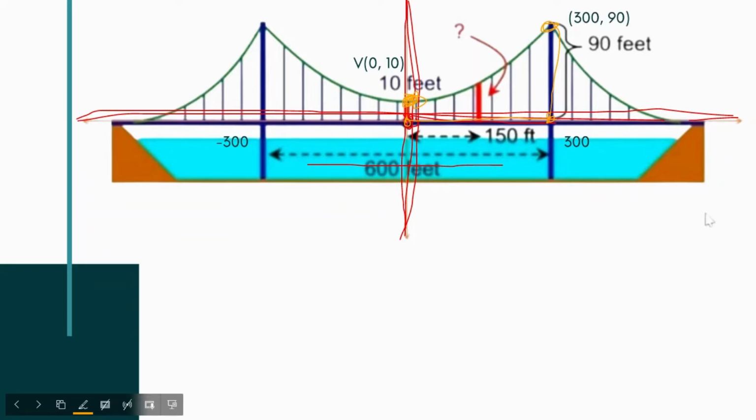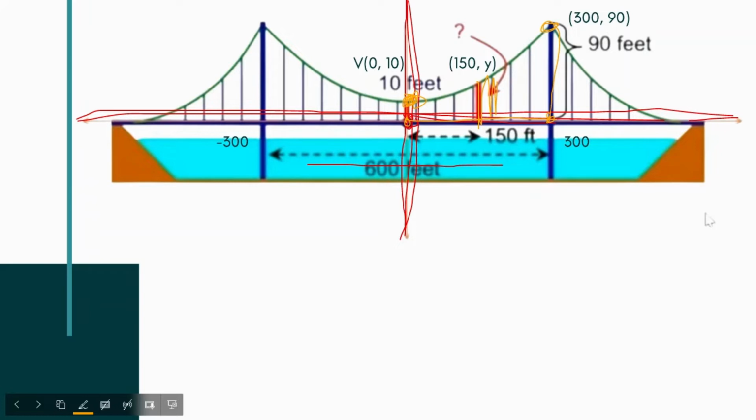In the given problem, we are going to find the height of the cable from the road at a point 150 feet from the center of the bridge. So we are going to find the height of this cable. Since the missing value is the height, that is our y, and our x value is 150 feet. Therefore, we have the point (150, y). Now that we have identified what is given in our problem, let's solve it.